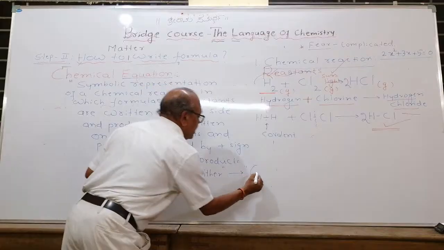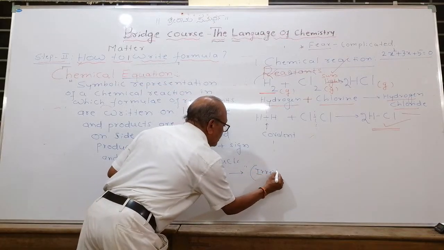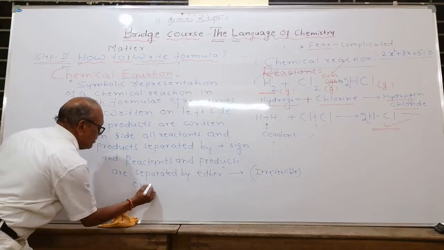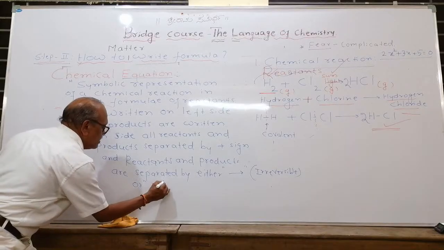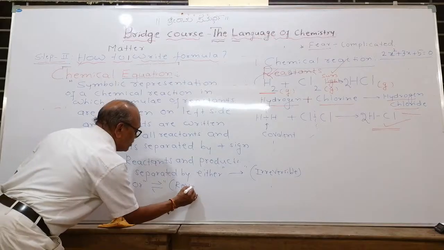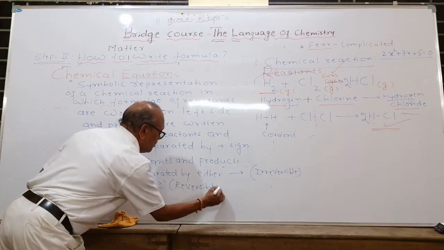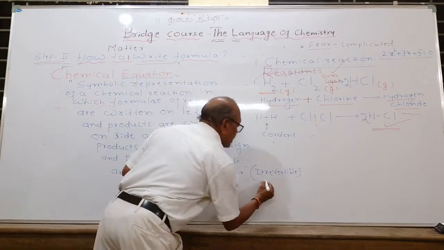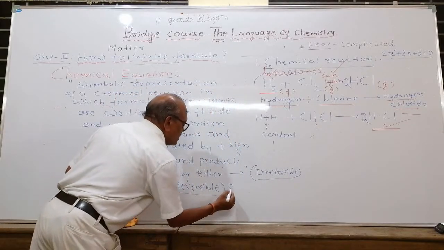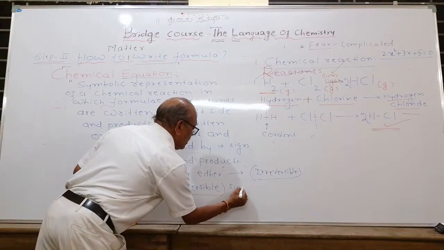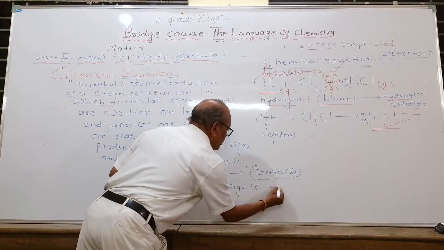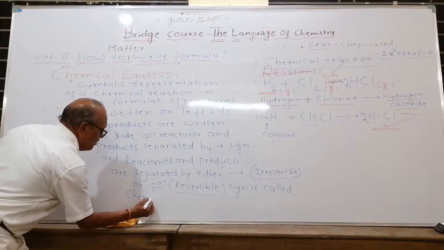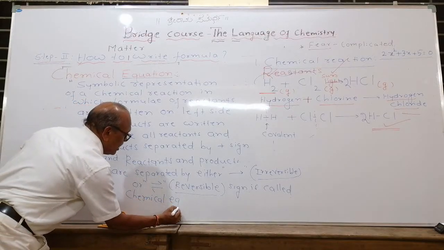This sign, in chemistry, we call it the irreversible sign. What is it called? Irreversible. Write it meaningfully. Or sometimes they are separated by this symbol. This symbol is called reversible. There are two types of reactions, reversible and irreversible. In PUC level you will be learning about it. This is not called an arrow mark, it is called the irreversible sign. This is called the reversible sign. This is called a chemical equation. I hope by this definition you can clearly understand what a chemical equation is.